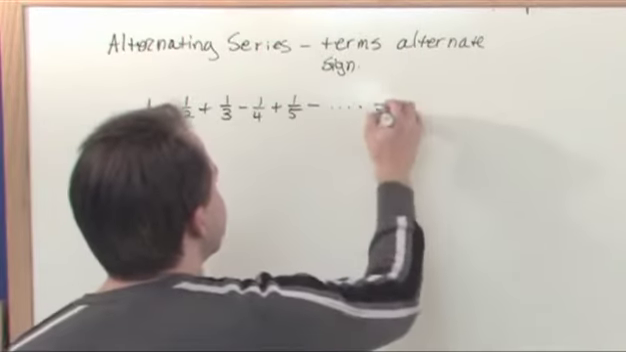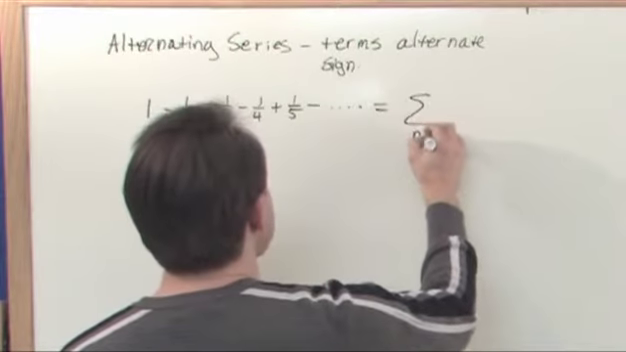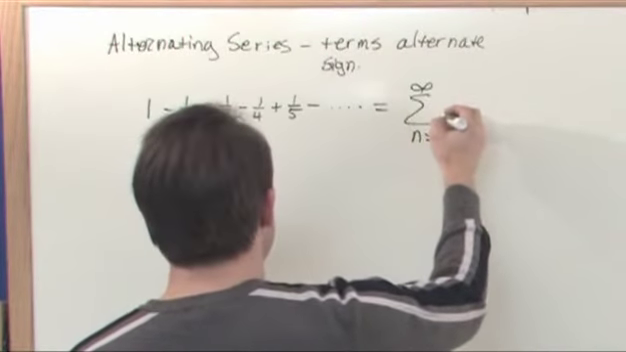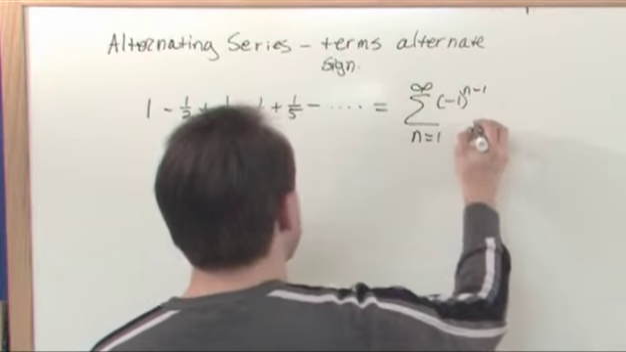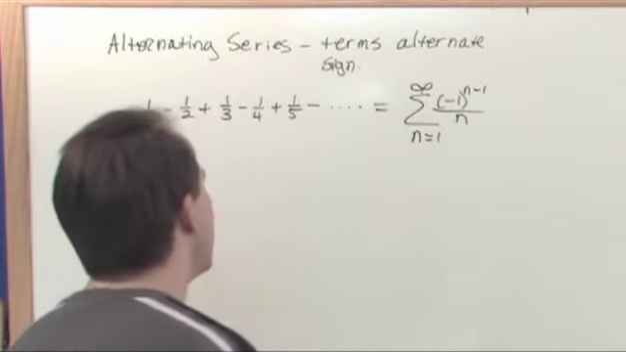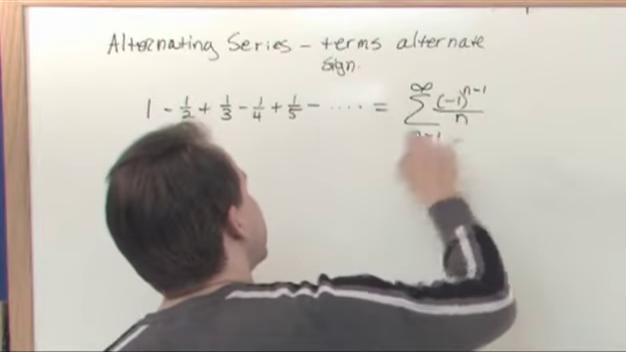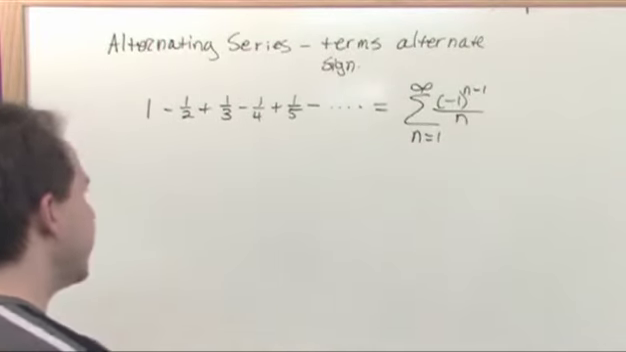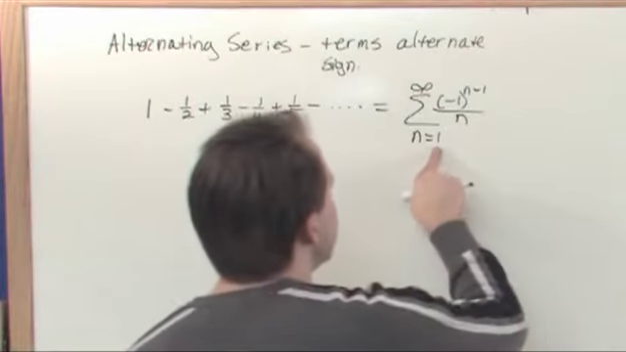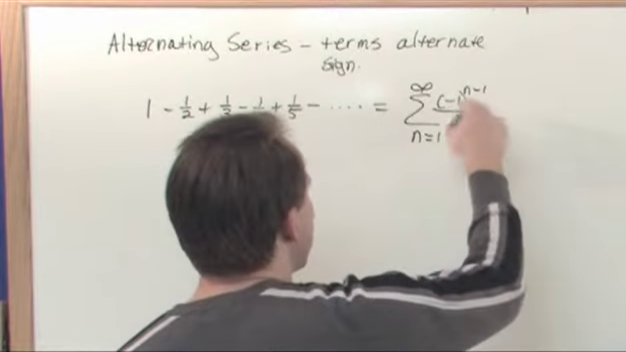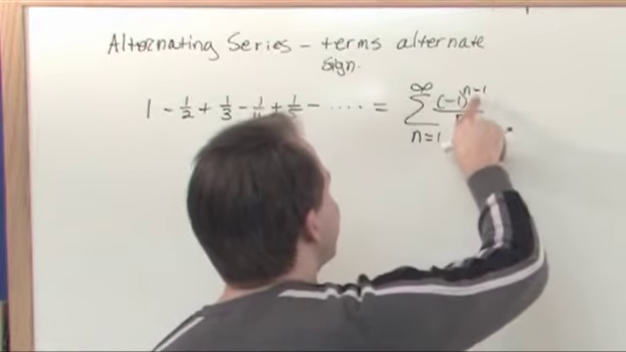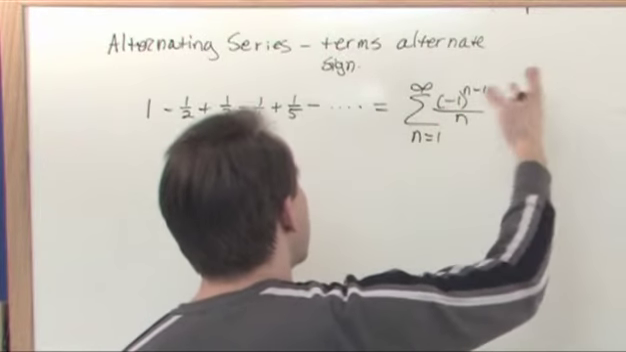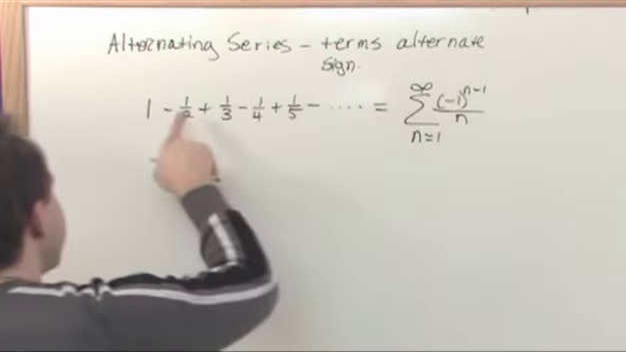If you were to write this down, it would look like the sum from n equals 1 to infinity of negative 1 to the n minus 1, over n. Negative 1 to the n minus 1 is a cheap way to get the thing to alternate. At n equals 1, you have negative 1 to the 0 power, which is 1, so that drives the first term positive. When n equals 2, 2 minus 1 is 1, and negative 1 to the first is negative, so that makes it negative.